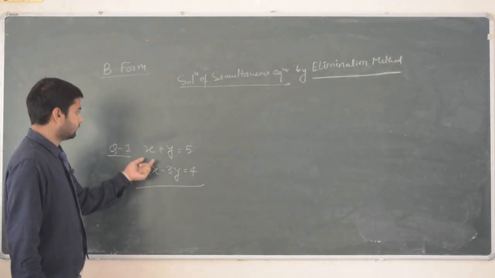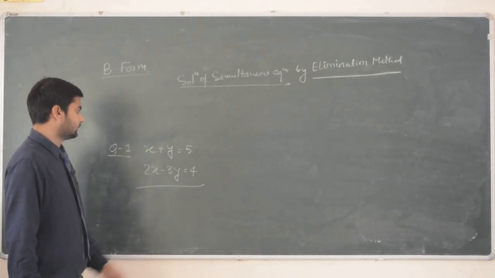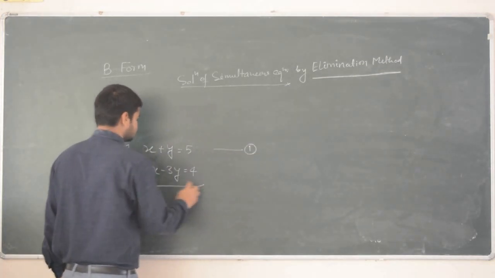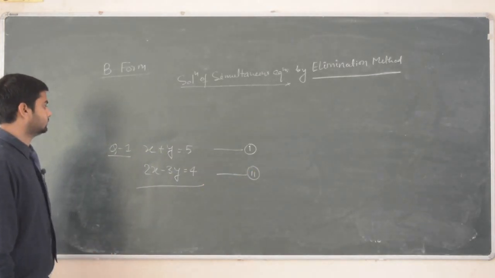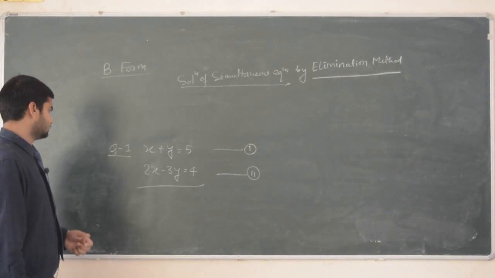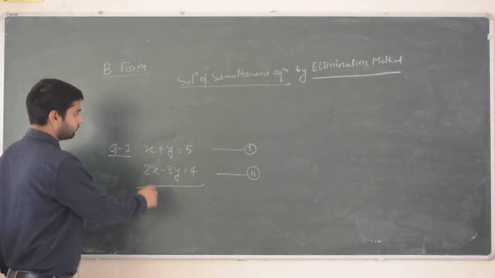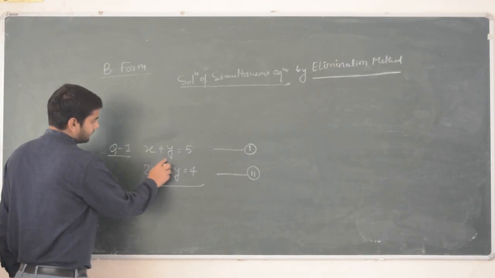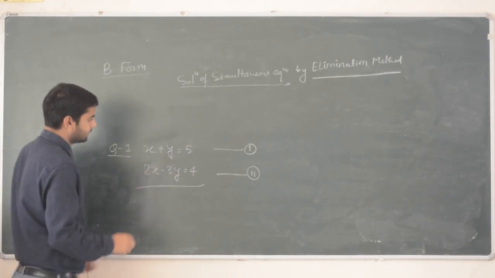We have the equation x plus y equal to 5 and the equation 2x minus 3y equal to 4. Suppose the first is equation 1 and the second is equation 2, and we want to solve these two equations by the elimination method. First of all, suppose I want to eliminate the variable y. If I want to eliminate y, I have to get 3y here, so that when I add the two equations, minus 3y and plus 3y get cancelled out.